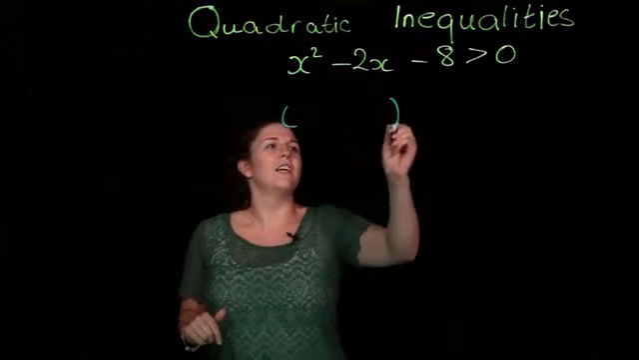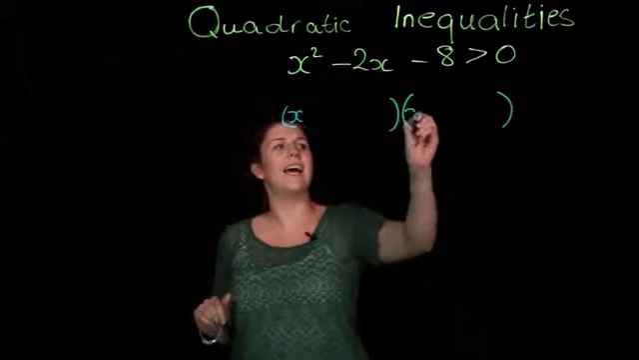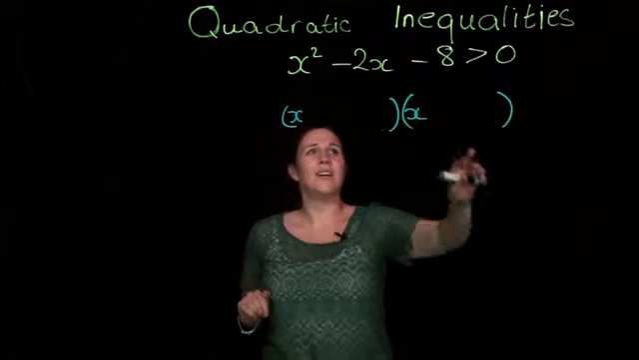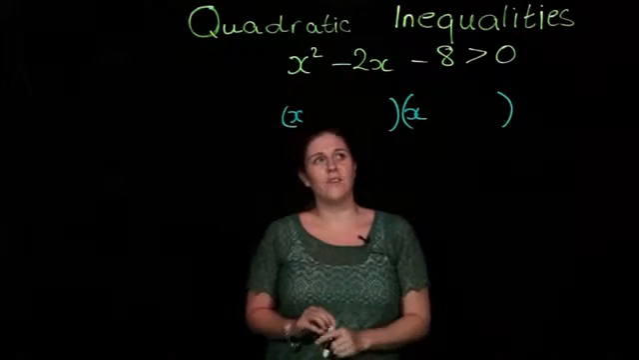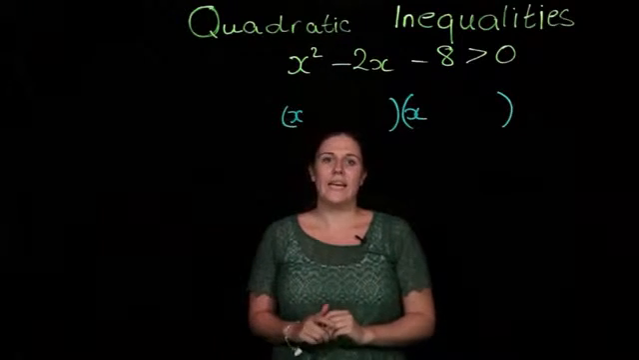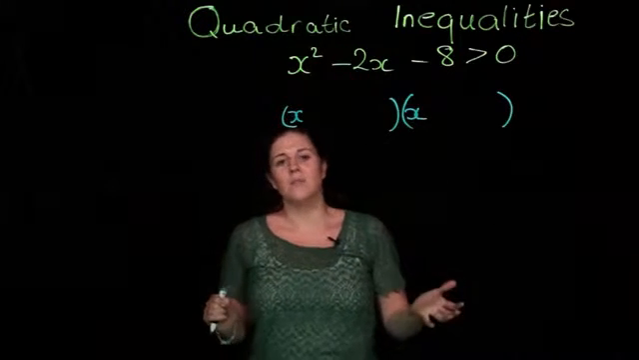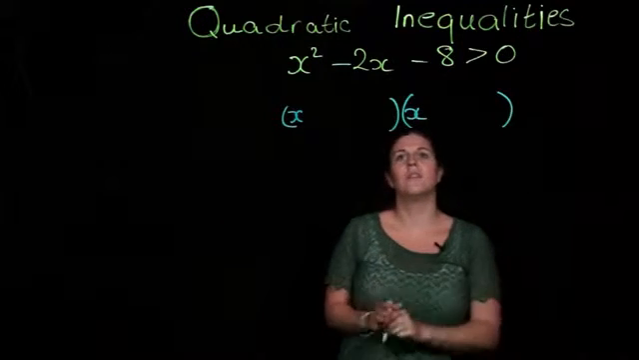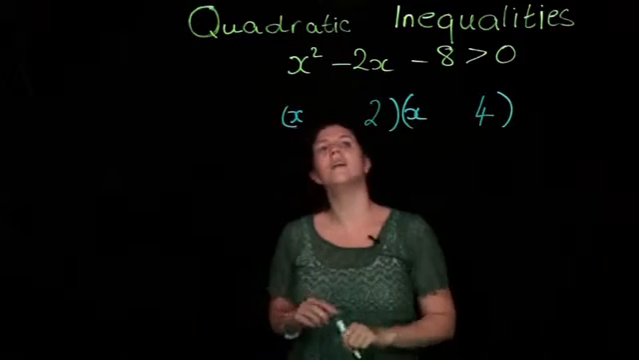From your junior cert, you should remember two brackets, x and x. Then we need to decide what goes into these two places. We do have an 8 on the end, so we're going to have to use the factors of 8. So it's either going to be 2 and 4 or 8 and 1. And we want to end up with a 2 in the middle, so the ones that are going to give us 2 are 4 and 2. So we'll put 4 here, 2 here.